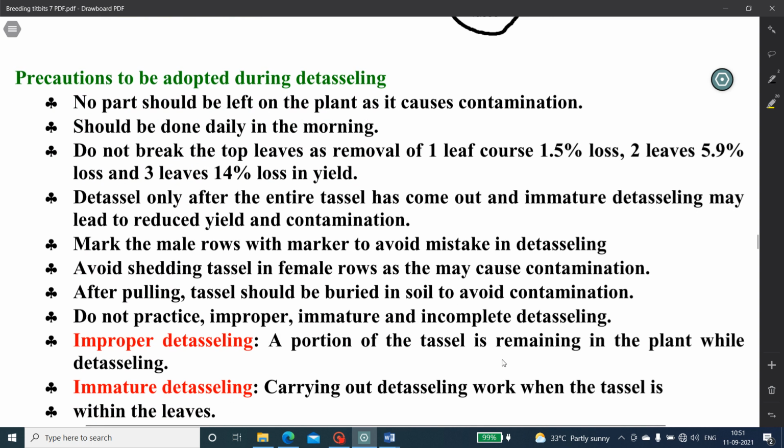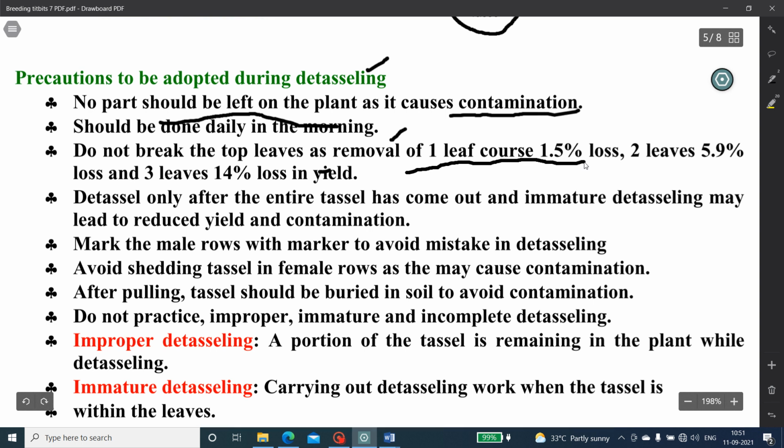You have to take some precautions that are to be adopted during detasseling. No part should be left on the plant as it causes genetic contamination. It should be done daily. Do not break the top leaves. With removal of one top leaf, there is a loss of yield by 1.5%, and if you remove or break two leaves, there is a loss of 5.9%. If you damage or break three leaves, there will be a maximum 14% yield loss.